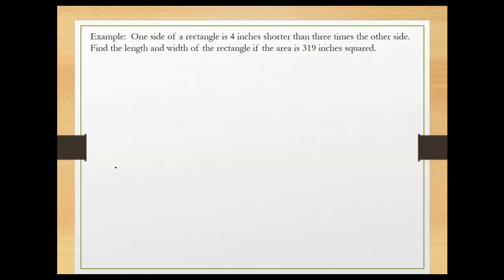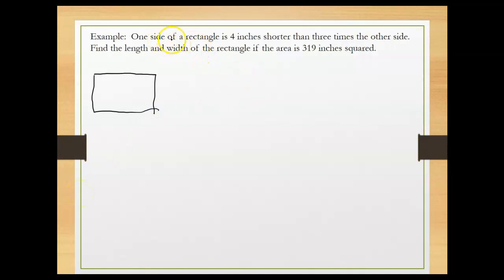One side of a rectangle is 4 inches shorter than 3 times the other side. Find the length and width of the rectangle if the area is 319 inches squared. So let's start with, can we draw a picture of what's happening in the problem? I think in this case we can, because we're talking about a rectangle. It doesn't have to be a very neat rectangle, obviously.